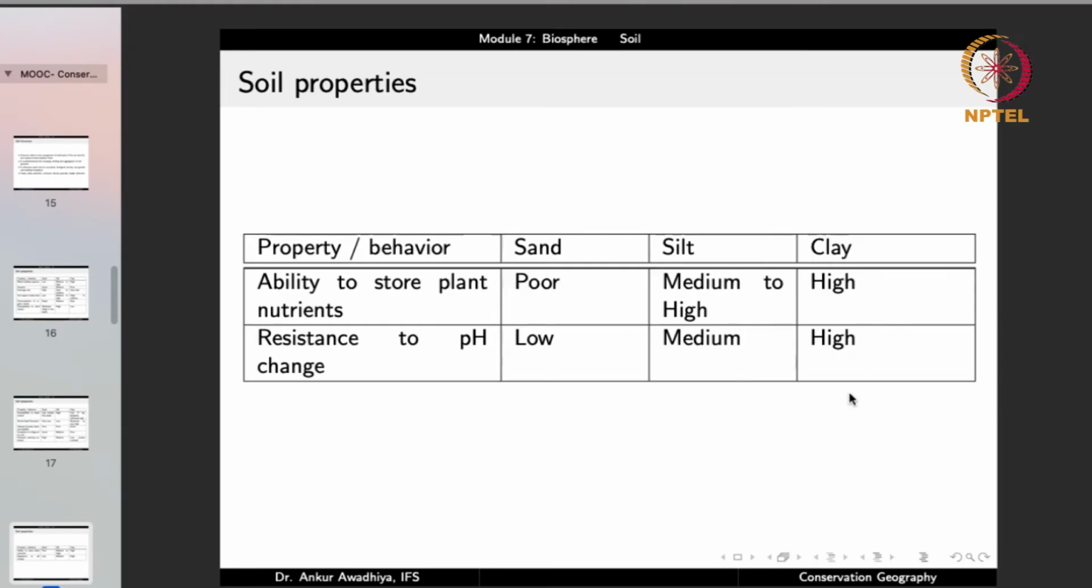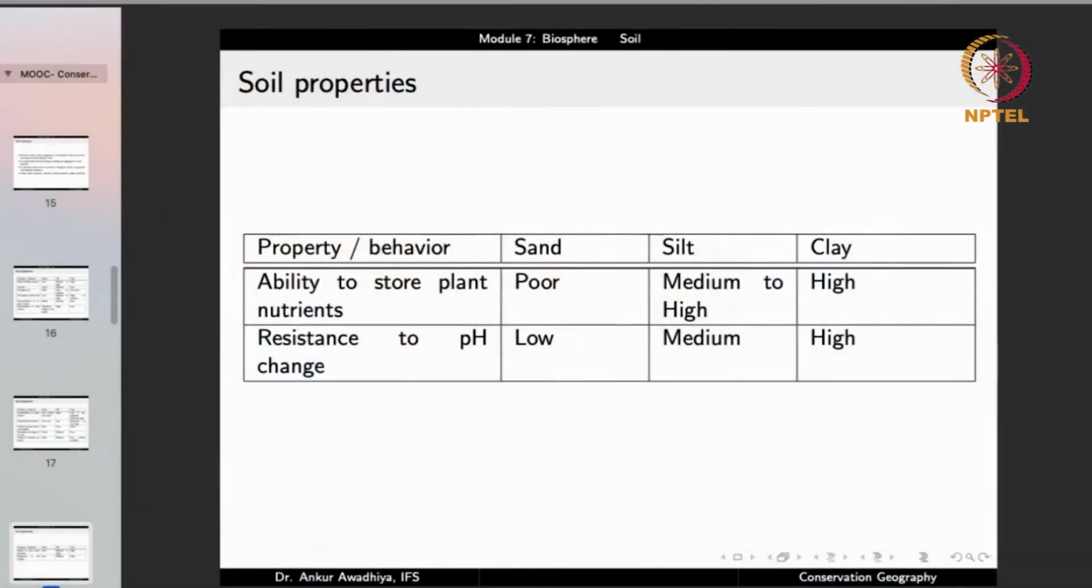Resistance to pH change. In the case of clay, it has a high resistance to pH change. Why? Because it has a lot of organic matter, and this organic matter acts as a buffer. So it does not permit the acidity or the alkalinity of the soil to change very easily. Now, because sand has very less amount of organic matter, there is a very low resistance to pH changes. Silt comes in between.